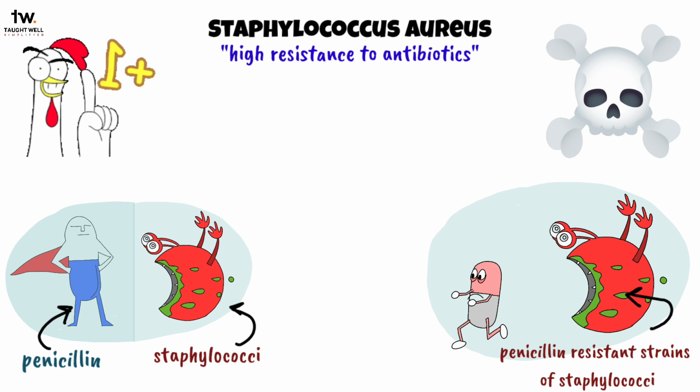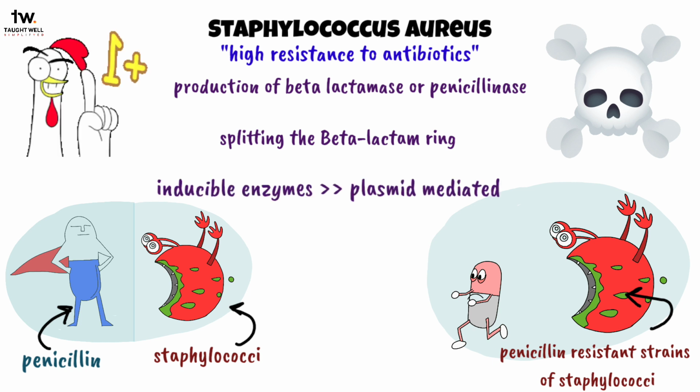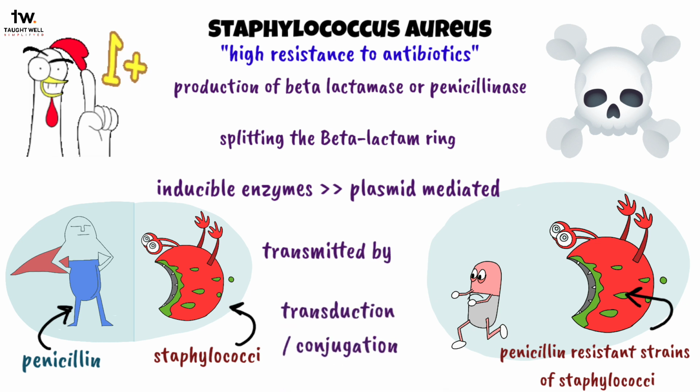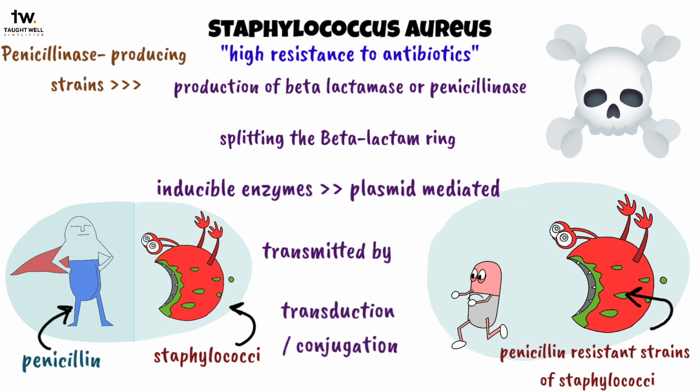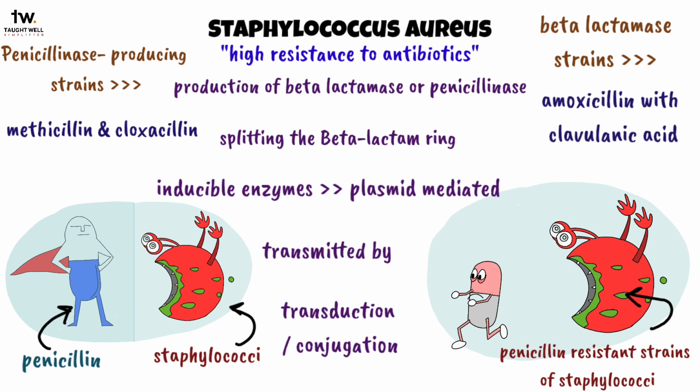Now, how does this resistance work? One way is through production of beta-lactamase or penicillinase, which inactivates penicillin by splitting the beta-lactam ring. These are inducible enzymes which are plasmid mediated. They can be transmitted by transduction or conjugation. Penicillinase producing strains remain sensitive to penicillinase resistant penicillins such as methicillin and cloxacillin, while the beta-lactamase strains are sensitive to beta-lactamase inhibitor combinations like amoxicillin with clavulanic acid.